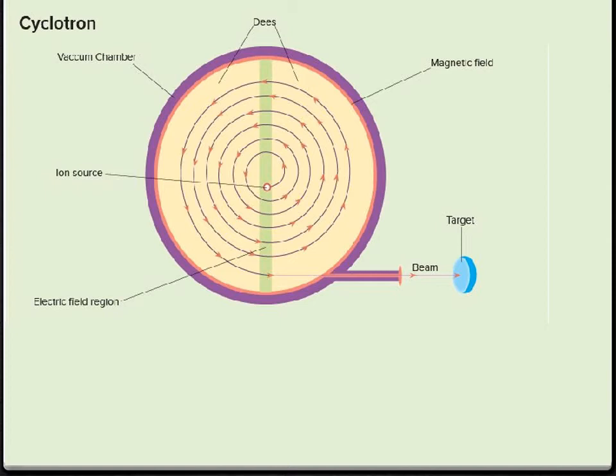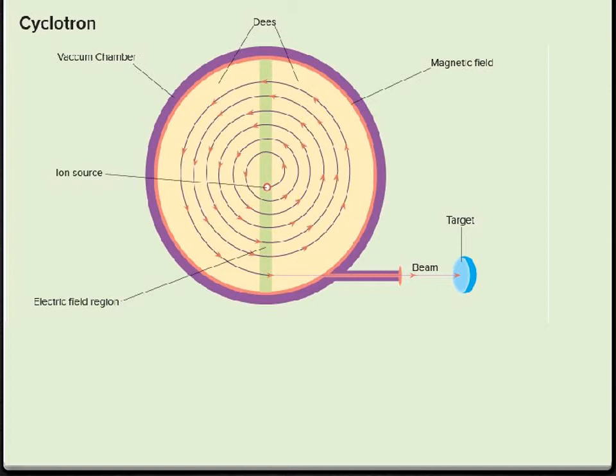Next, the cyclotron. There is an important question, that is the cyclotron. The cyclotron is a very important question. A cyclotron is a device that is used to accelerate charged particles to gain large kinetic energy. It is also called the high energy accelerator. So what is the principle? When a charged particle moves perpendicular to the magnetic field, it experiences a magnetic Lorentz force.